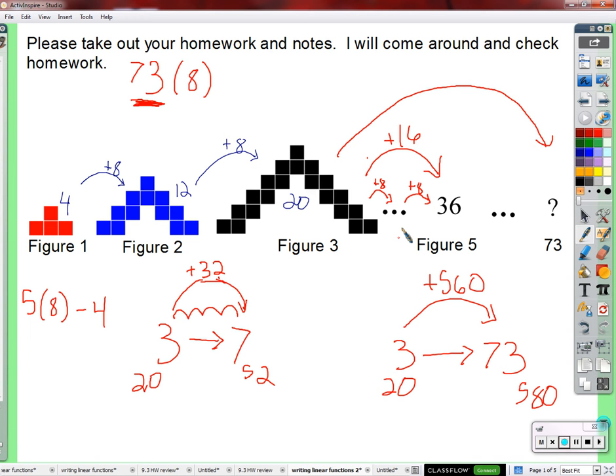I was just going to say, it's a pattern, though. 12 plus 8 is 20, because you count that there's 20 squares in figure 3, and you wouldn't have to subtract 4, because 12 plus 8 is 20. Right. So, I'm confused. You're confused about what exactly? About this, or about subtracting 4? I don't even know why you need 5 times 8, to be honest.